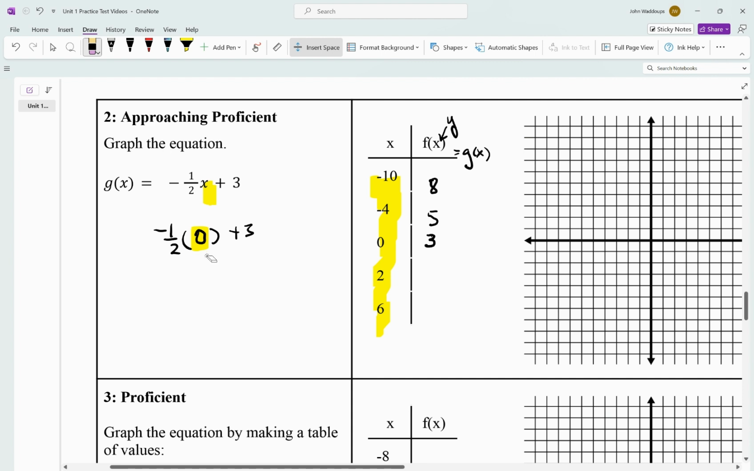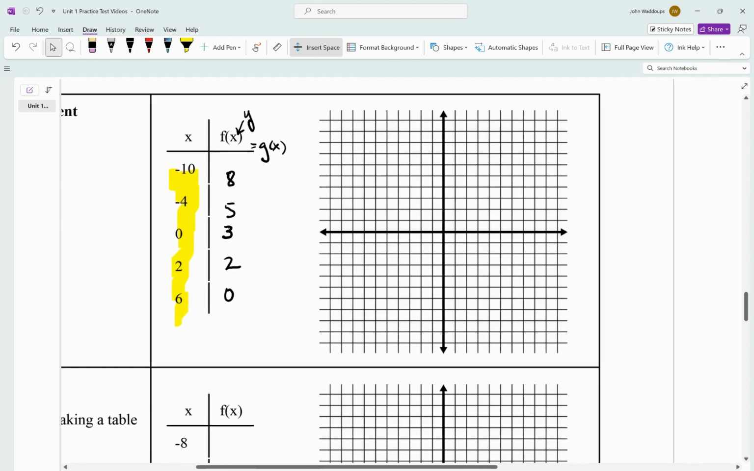So let's go back here. For 2, negative times a positive is negative. Half of 2 is 1, so this is negative 1. Negative 1 plus 3 is 2, and then 6. So let's see what happens when x is 6. I'll put 6 in here for x. Negative times positive is negative, and half of 6 is 3, so this is negative 3. And then negative 3 plus 3 would be 0. So y is 0.